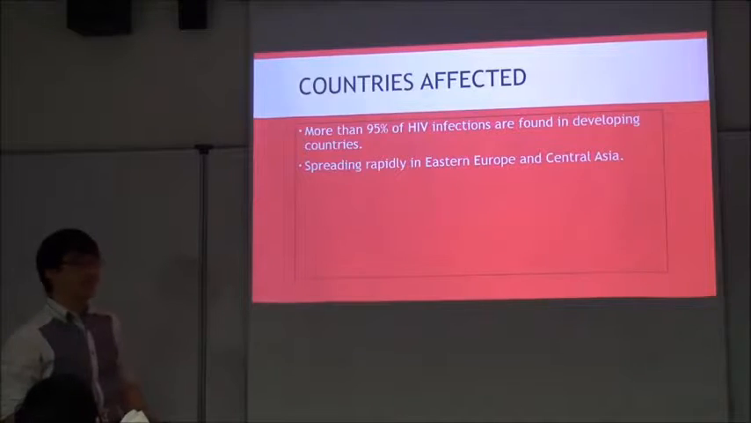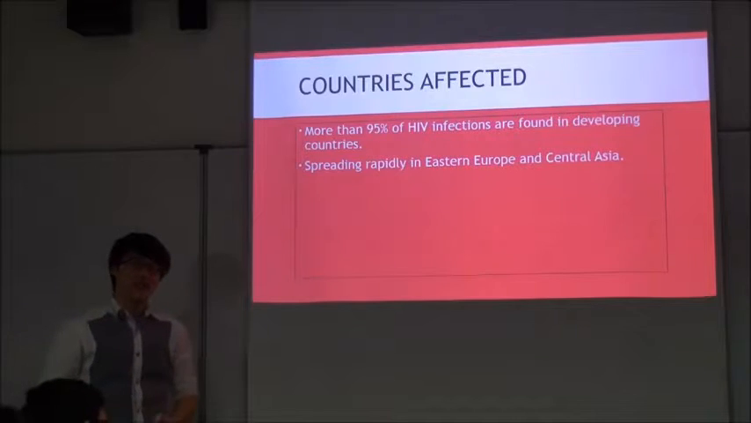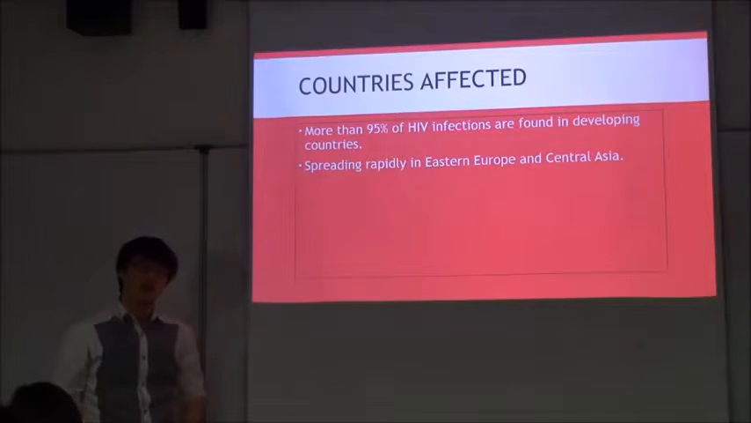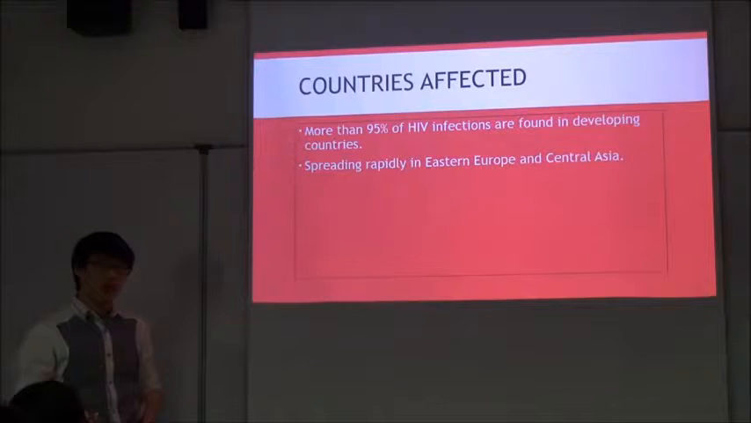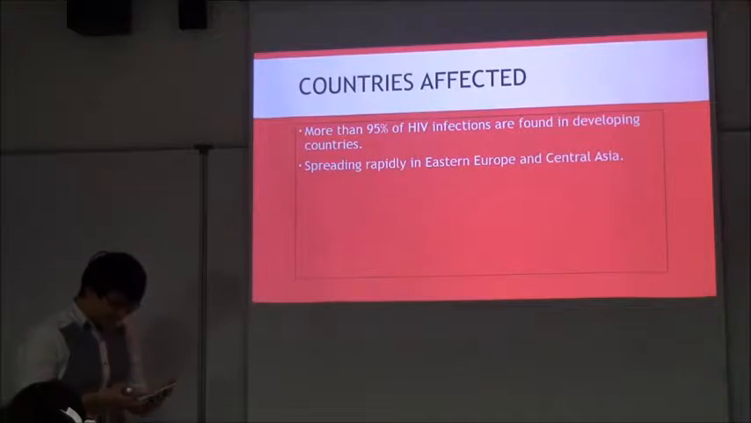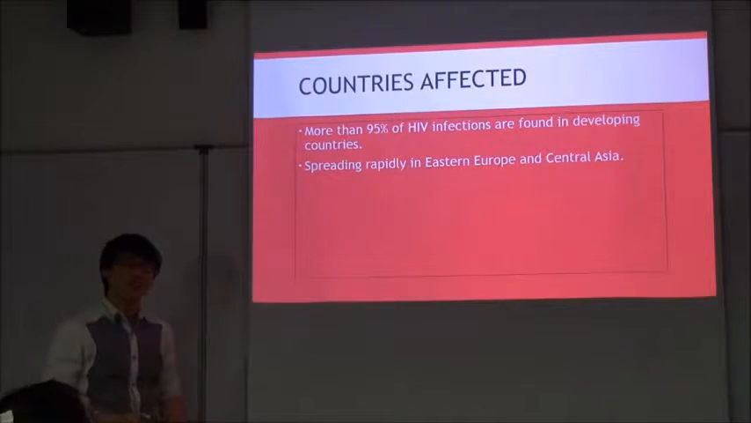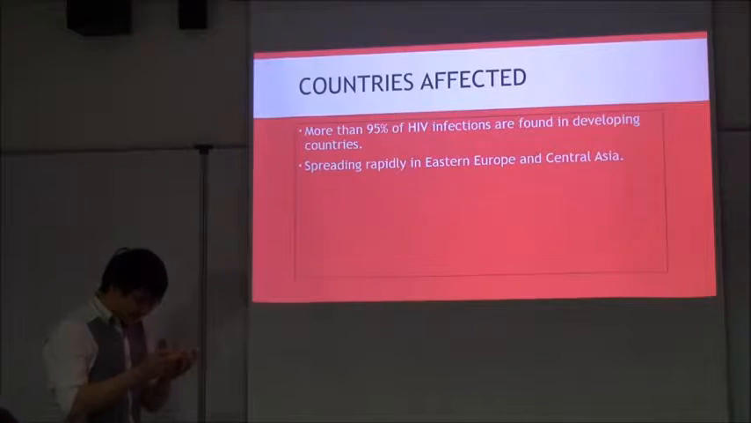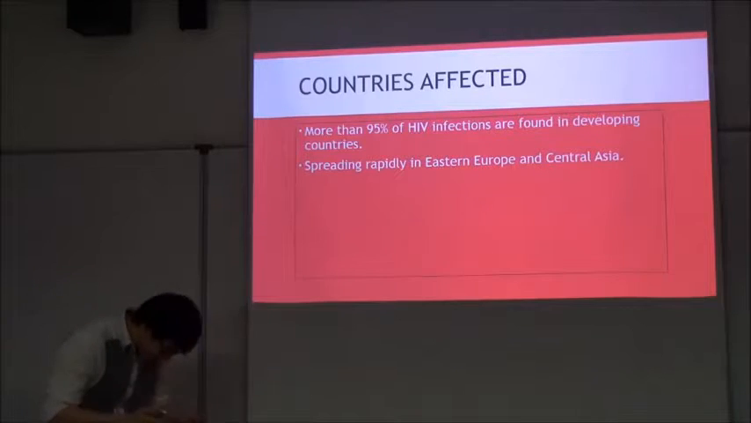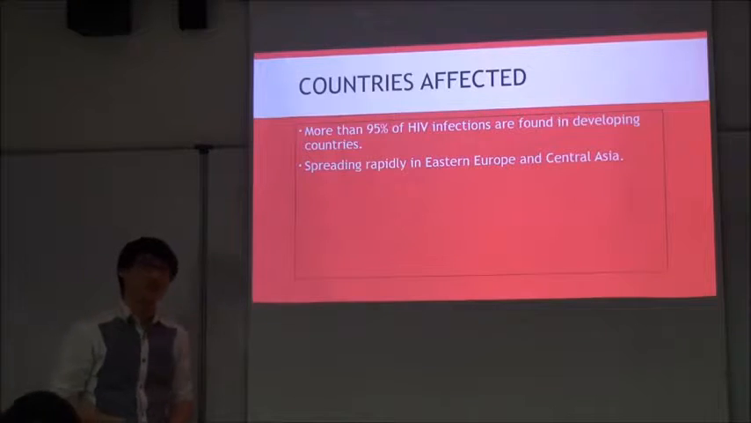AIDS is actually a global epidemic, and being a global epidemic, every country is affected by AIDS. However, more than 95% of HIV infections are found in developing countries, with two-thirds found in sub-Saharan Africa. Over 28 million are living infected with HIV, according to the World Health Organization.